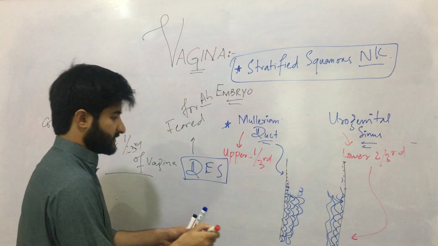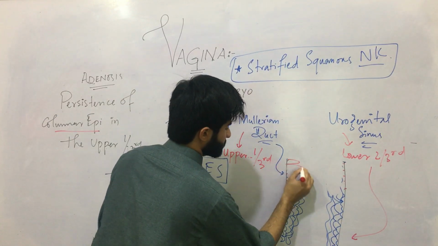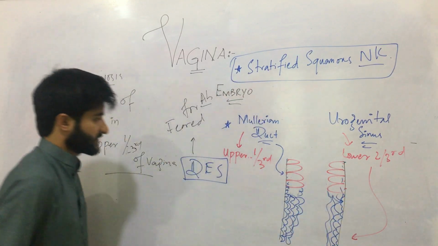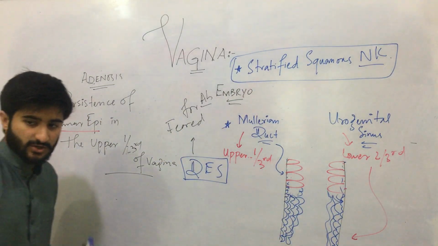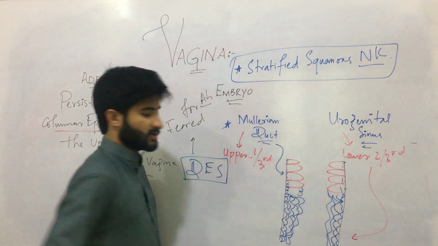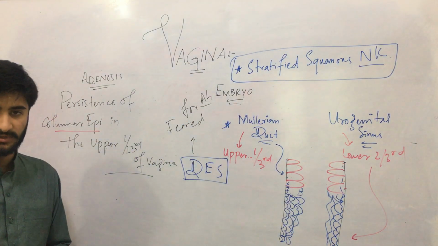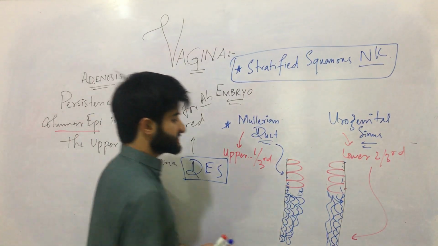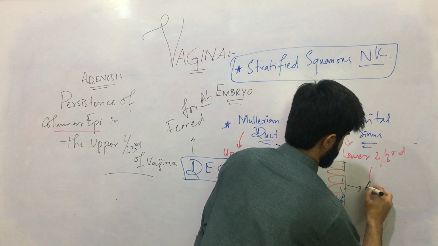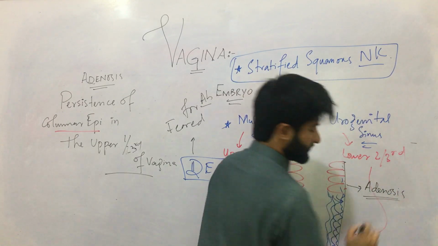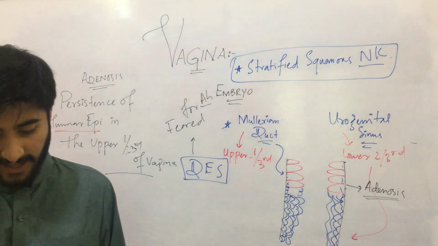In those females who were given this drug, in this area there was persistence of columnar epithelium. In females who were given diethylstilbestrol, there was persistence of columnar epithelium in the upper 1/3 of vagina, and this lesion is known as adenosis.